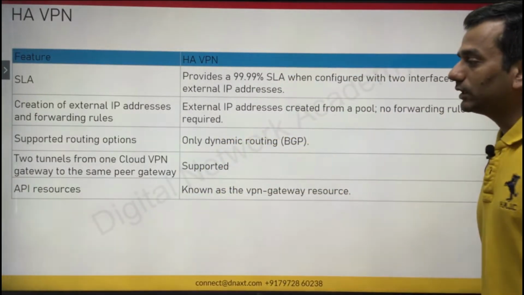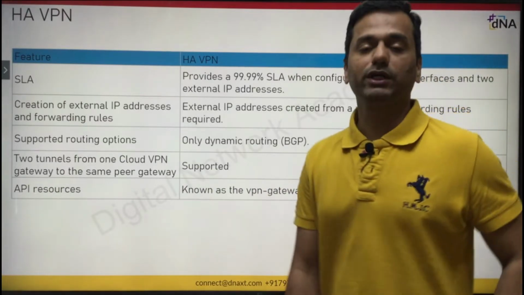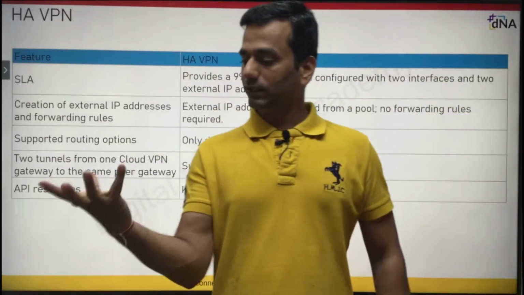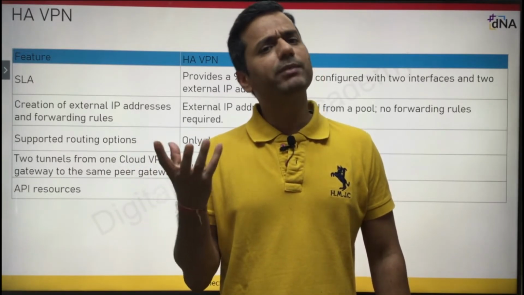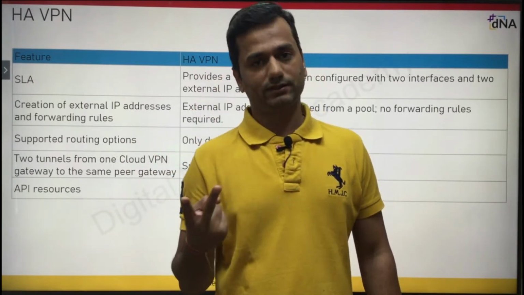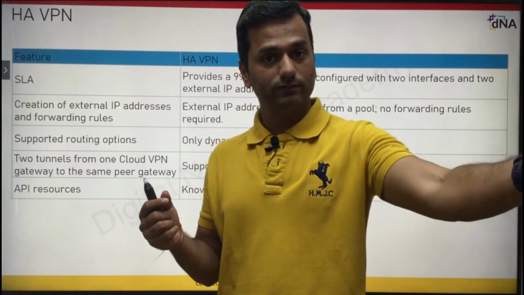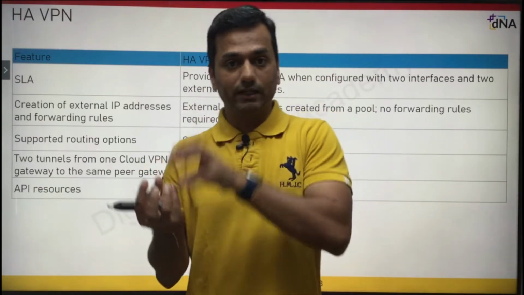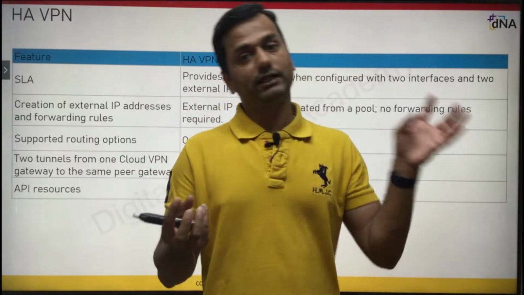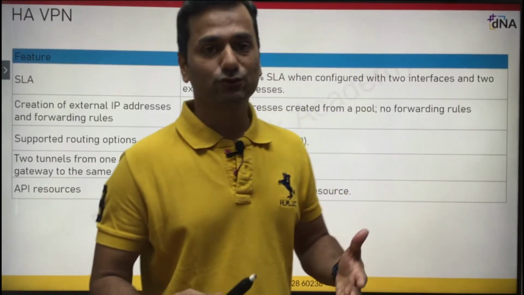Then, two tunnels from one Cloud VPN gateway to the same VPN peer gateway. If I have one VPN gateway on GCP with two interfaces and I would like to establish a VPN with Azure, I can use the same gateway. If I would like to use the same gateway for AWS, that is also supported. Clear? Okay, let's move on.